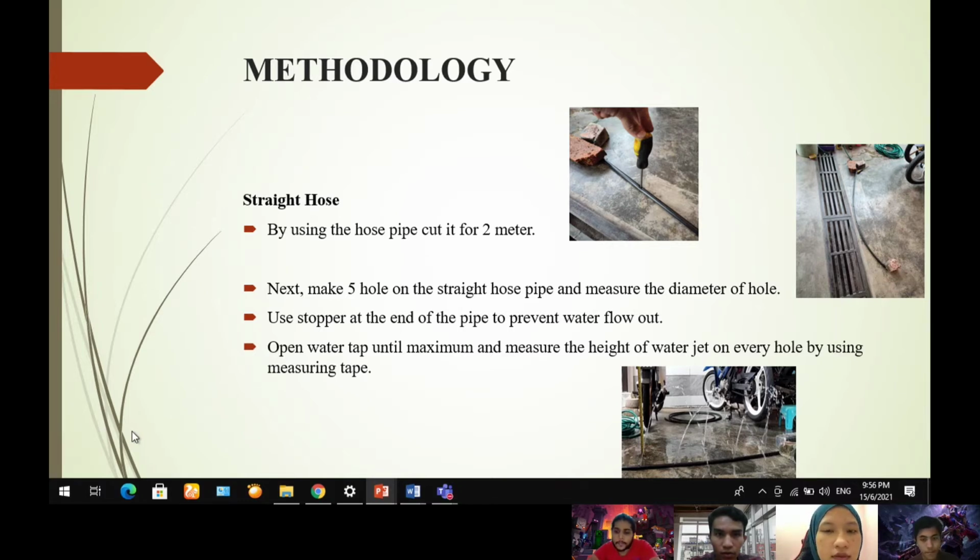For the methodology for the straight hose experiment, using the hose pipe, cut it to 2 meters. Next, make 5 holes on the straight hose pipe and measure the diameter of each hole. Use a stopper at the end of the pipe to prevent water from flowing out. Next, open the water tap until maximum and measure the height of the water jet at every hole using a measuring tape.